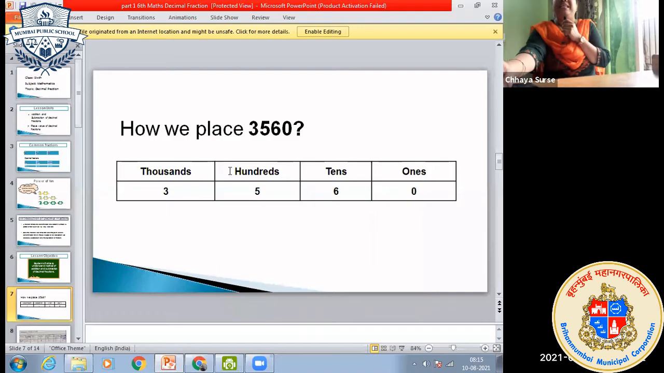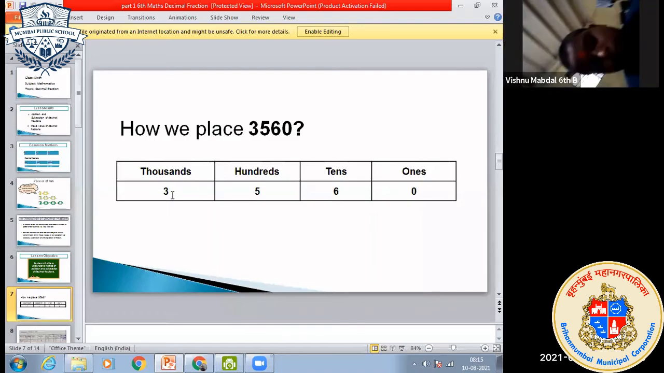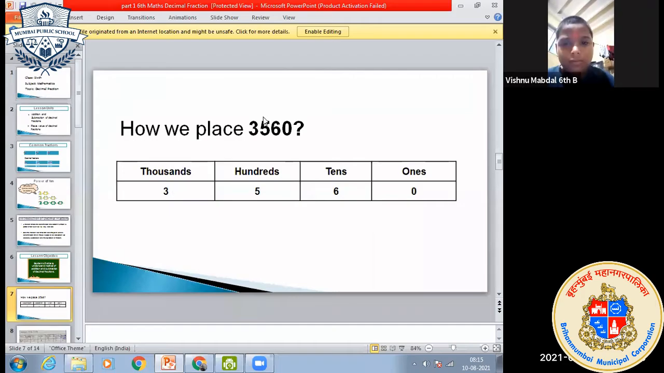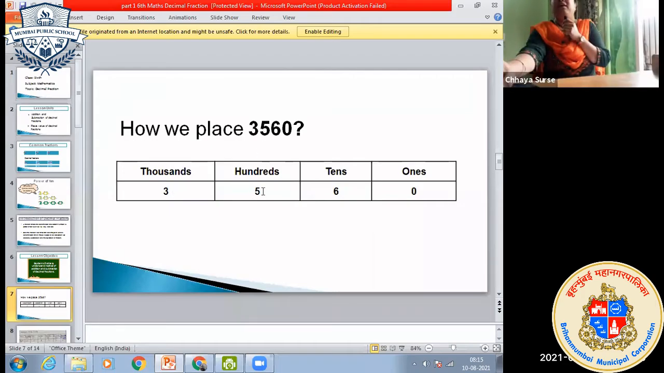So this 3's value is 3000. This 5's value is not only 5, it is 500. The 6's value is 60. And the 0's value is 0. Clear? These are the places of normal numbers, common numbers.